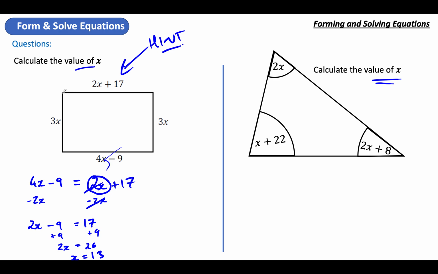So tricky ones these. They don't come up often, as I say, but they do occasionally come up where you sort of go, well, there's not enough information. Well, remember, it's a rectangle. Opposite sides are equal, so write them equal.